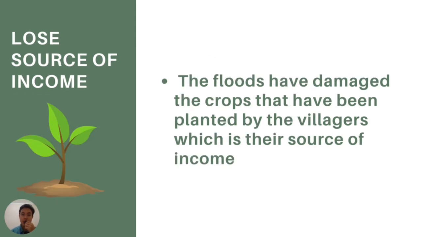Other than that is the loss of source of income. The flood has damaged the crops that have been planted by the villagers, which is their source of income. The villagers cannot harvest their crops due to the flood, and the plants cannot survive with so much water surrounding them, which makes the plants die immediately.